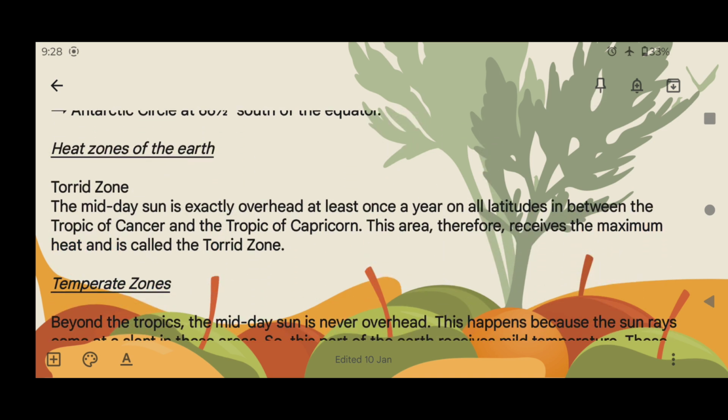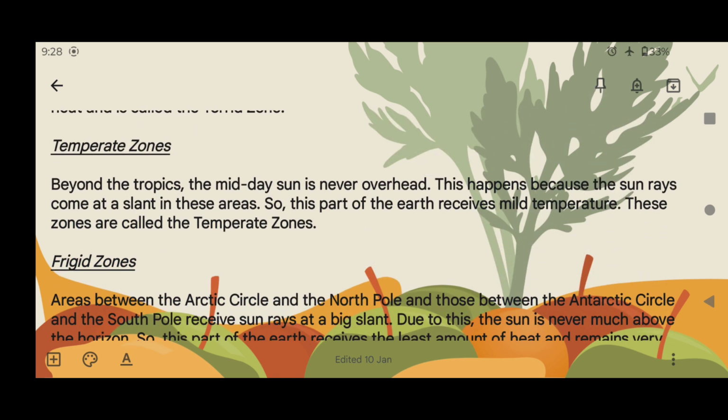Heat zones of the earth. Torrid zone. The midday sun is exactly overhead at least once a year on all latitudes in between the Tropic of Cancer and the Tropic of Capricorn. This area therefore receives the maximum heat and is called the torrid zone. Temperate zones. Beyond the tropics, the midday sun is never overhead. This happens because the sun's rays come at a slant in these areas. So this part of the earth receives mild temperatures. These zones are called temperate zones.